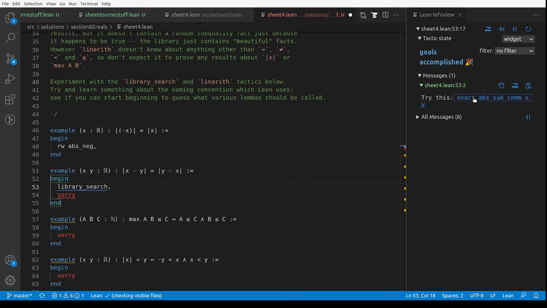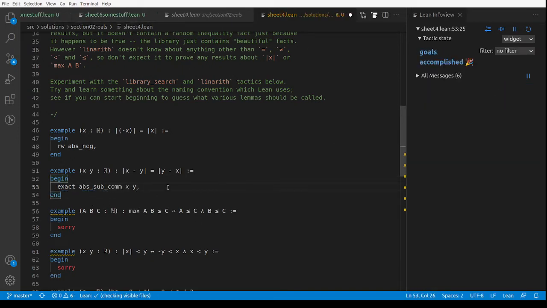I click on try this, and it replaces the call to library search with the lemma that's being used. So abs_sub_comm. Again, you just hover over it, and you can see it says that a minus b equals b minus a in some kind of generality, if we have some linear ordered add group. So there you go. That's how one would do this one.